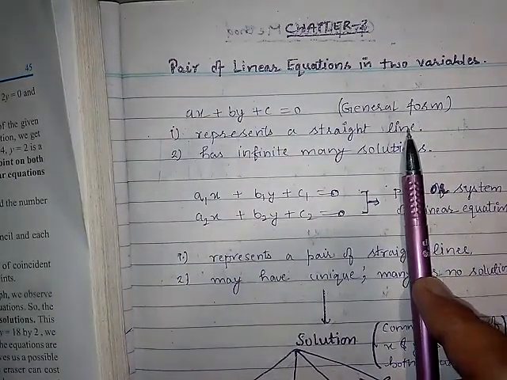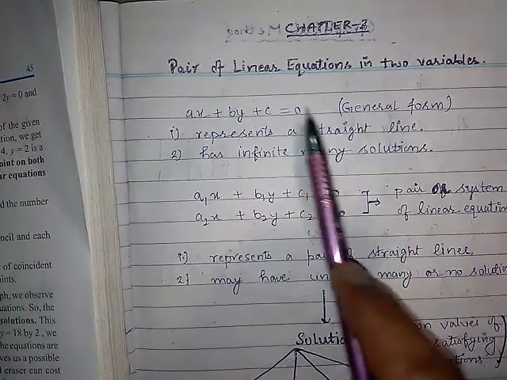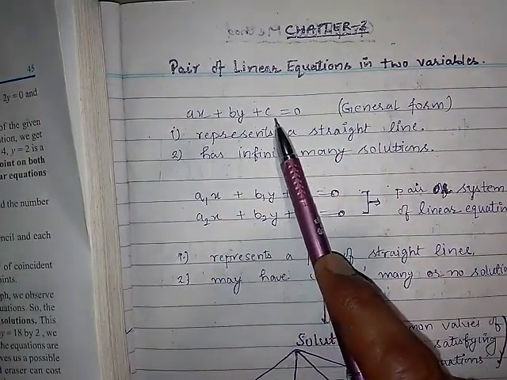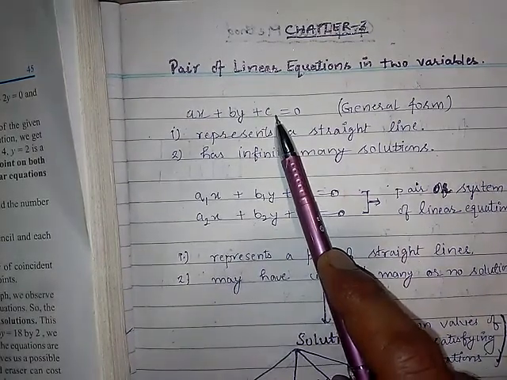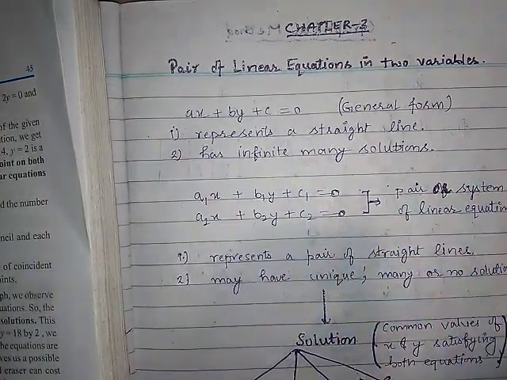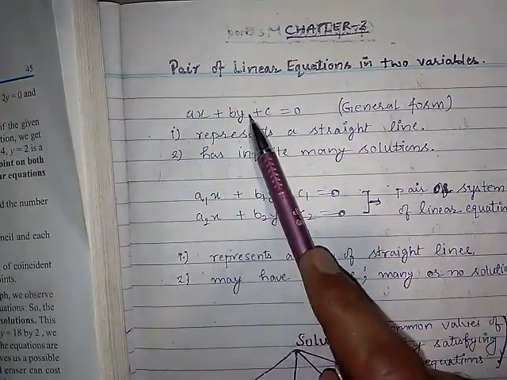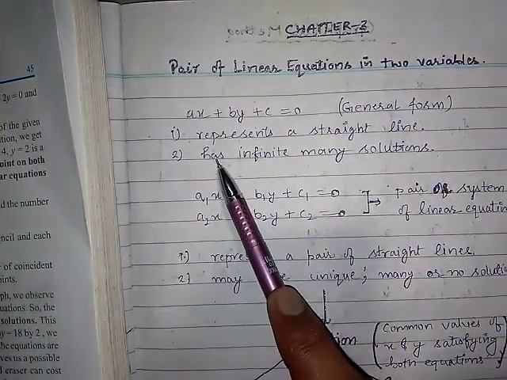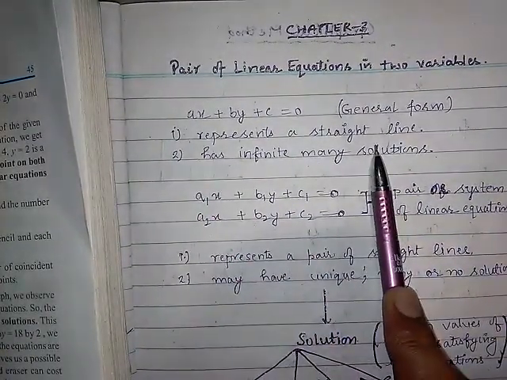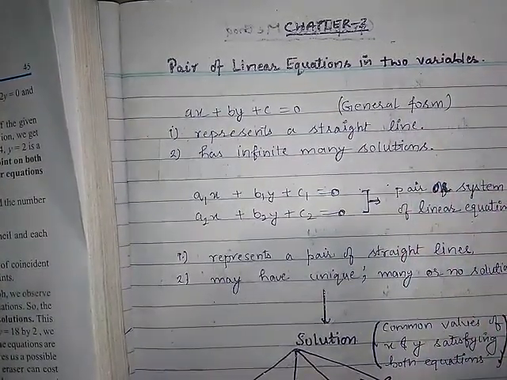If you remember, in class 9 we drew the graphs of the linear equation in two variables. In that case we were getting straight lines only. Never have we got any other figure except the straight line. So a linear equation in two variables always represents a straight line. Second thing, it has infinitely many solutions. Clear? So these are the two facts related to the last class.